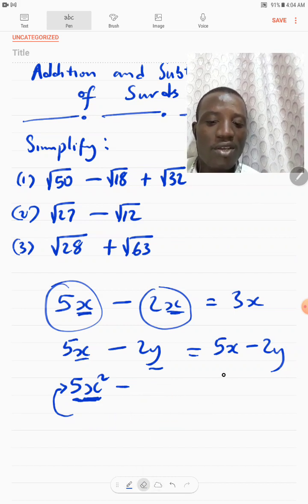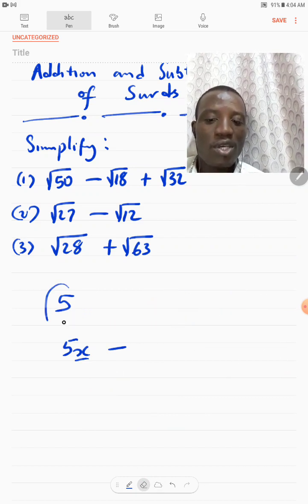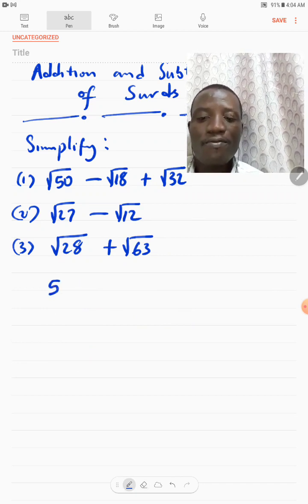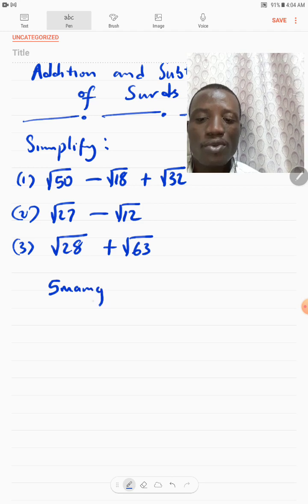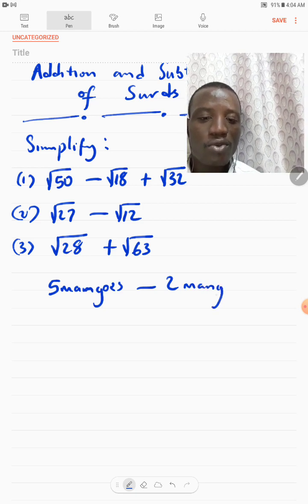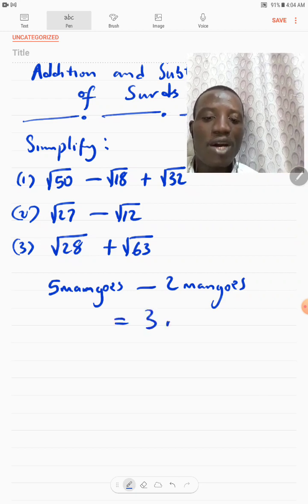So let's do something else. Another way that we can see this, instead of using x and y, we can also use fruits. 5 mangoes minus 2 mangoes. Of course, I know you can say the answer confidently now. 5 mangoes minus 2 mangoes will definitely give you 3 mangoes.